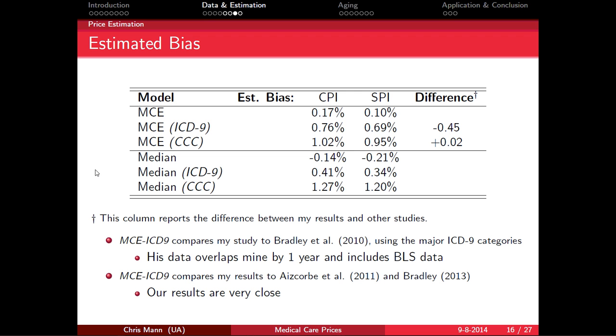And we can see that when we just let the disease weights fluctuate for the MCE, then the bias really isn't very high. Here we're allowing substitution across disease treatments. But once we actually fix the disease weights, then the MCE is still reporting that the CPI, the medical care component of the CPI, is biased by perhaps up to 1% or so. And like I said, that falls in line with other studies.